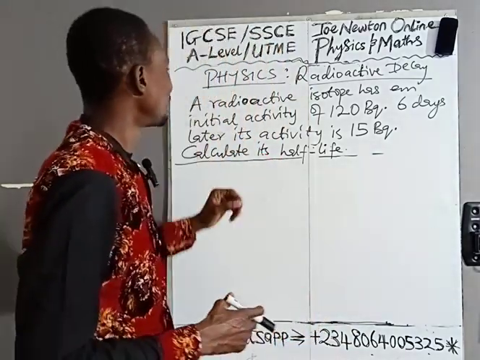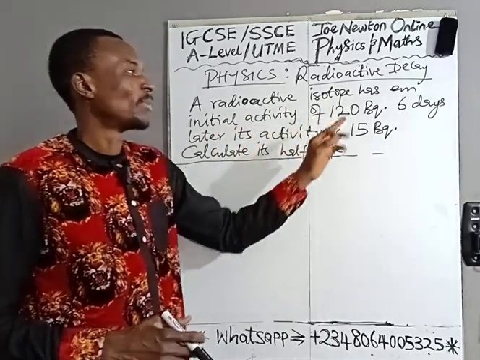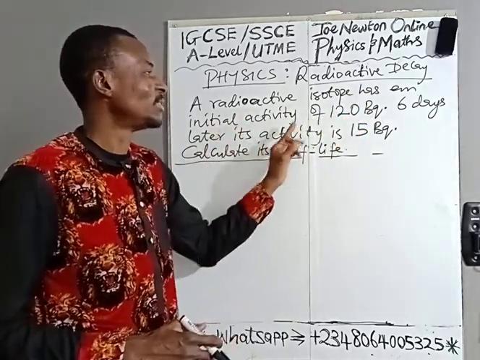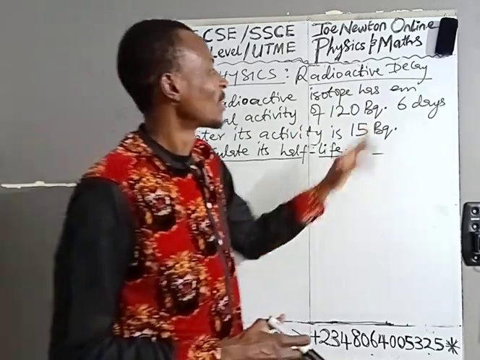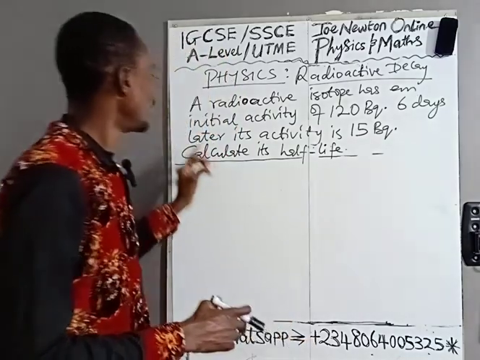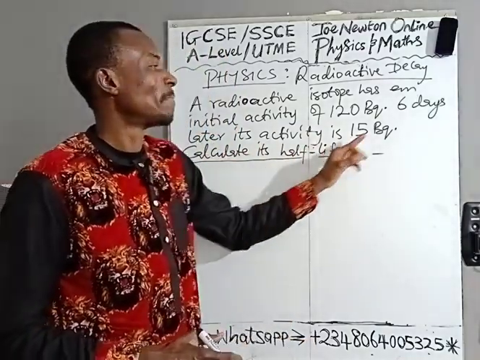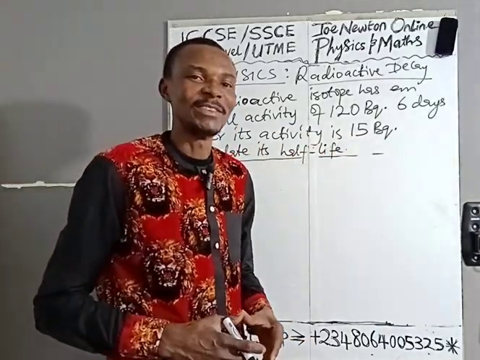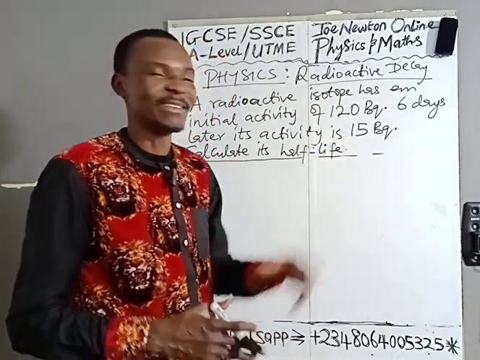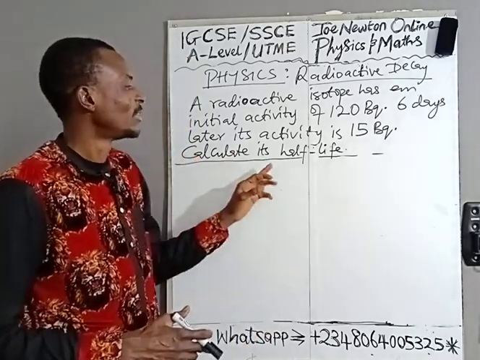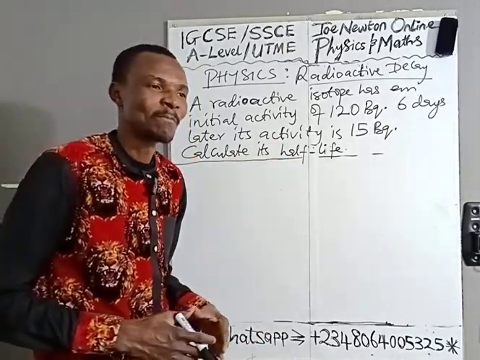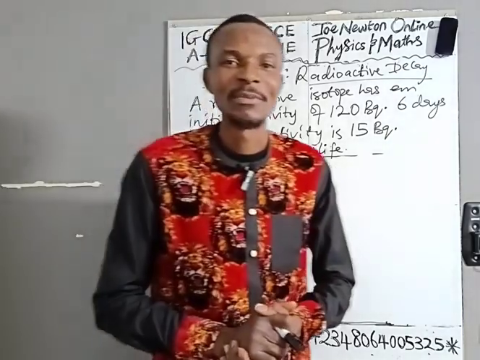It says a radioactive isotope has an initial activity of 120 becquerel. Okay? 6 days later, its activity is 15 becquerel. That's the unit of radioactive decay, becquerel. Okay? Calculate its half-life. Now, how do we go about this?